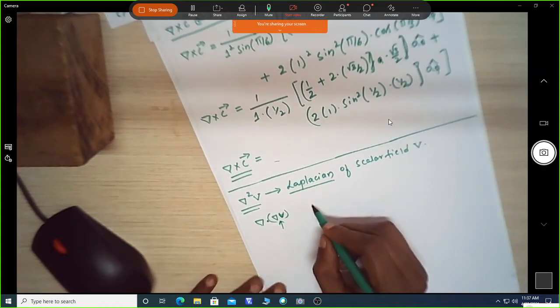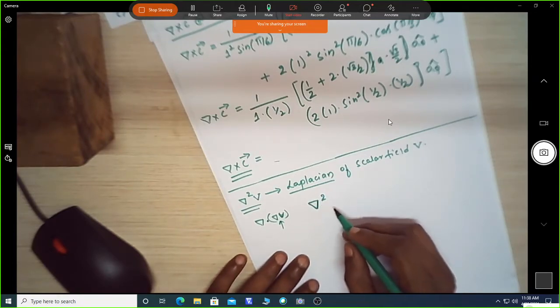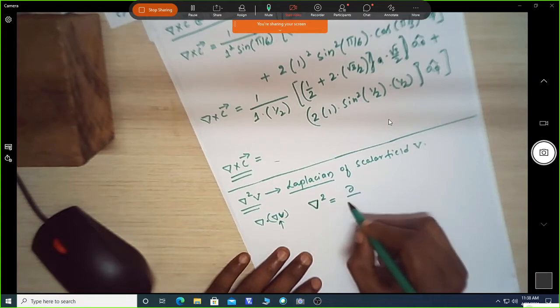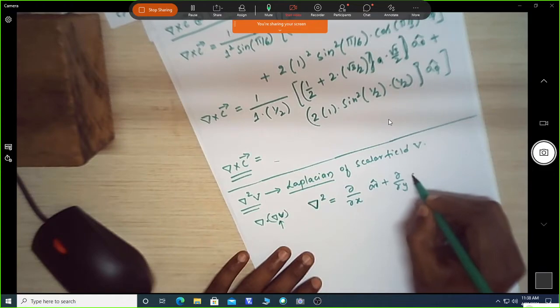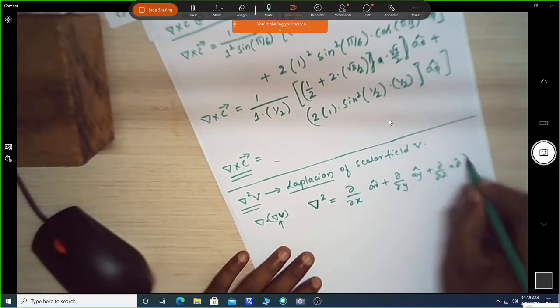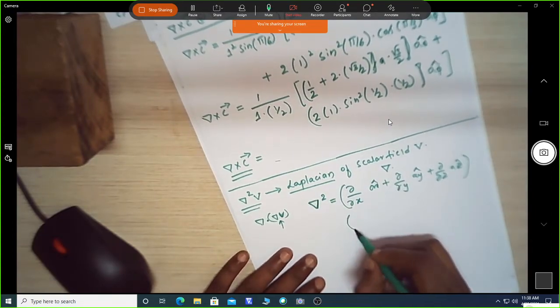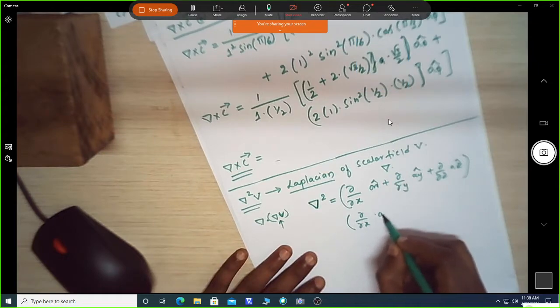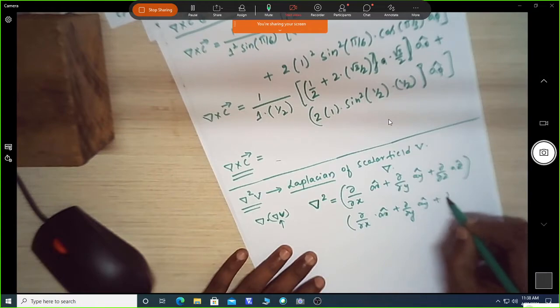And if you take just del square, that operation leads to a scalar. How? If we take del by del x in the ax direction plus del by del y in the ay direction plus del by del z in the az direction, this is one del we have. And one more del we have: del by del y of ay plus del by del z of az.